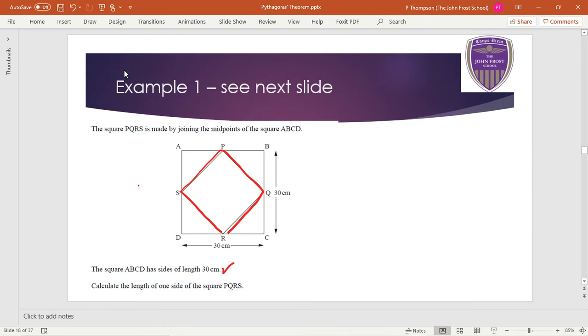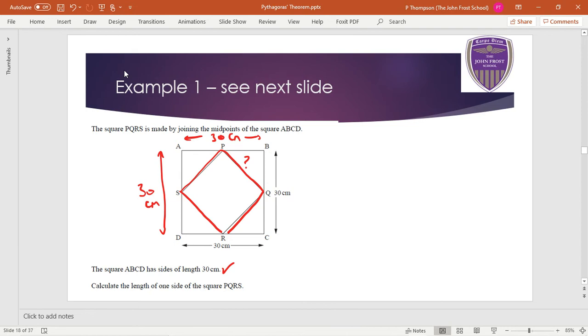That means these are all 30 centimeters then. That's 30 because it's a square, and that's also 30 centimeters. Find the length of one side of the square PQRS. Perhaps I'll work on this length here.